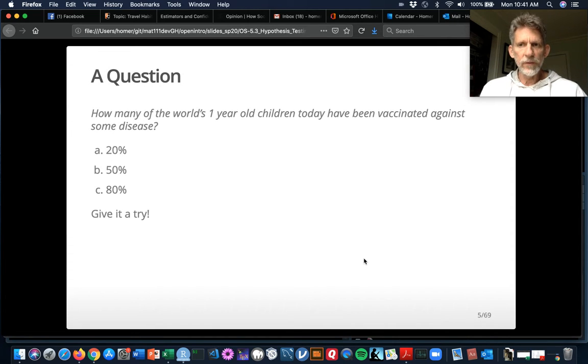So let's start off with just a sample survey question. If we were together in class, we might actually collect answers on it. Take a few seconds to think about this one. How many of the world's one-year-old children today have been vaccinated against some disease of any sort? Do you think it's closest to 20%, 50%, or 80%? So think about that for, say, 10 seconds. Okay, the correct answer turns out to be 80%.